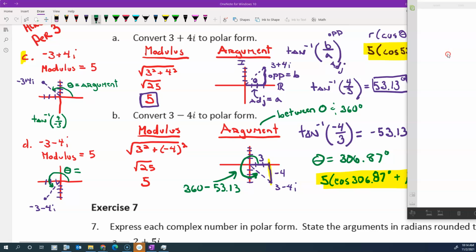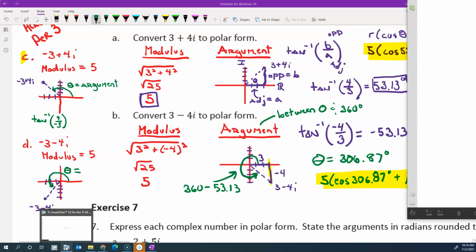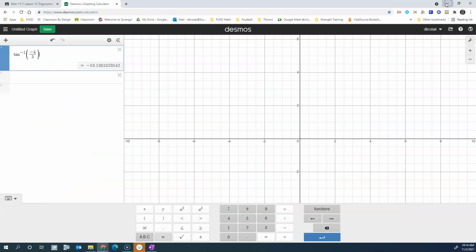Wait, what is going on? Okay, let me do it on Desmos. I'm getting a ginormous calculator. Okay. So it wouldn't matter how I type this in. Where the negative is doesn't matter. It's the same thing, whether I put it on the top, the bottom, in front, it's all the same.